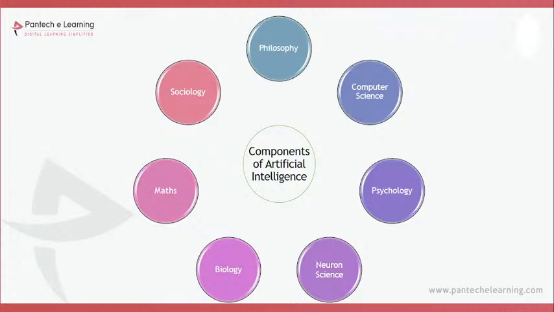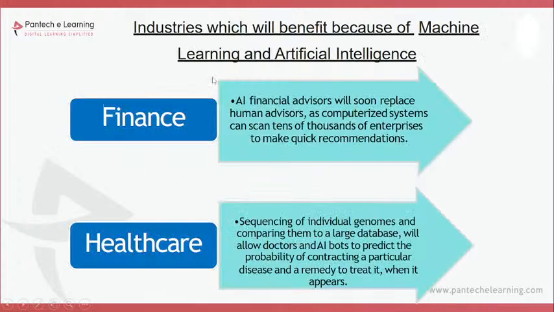Next, the components of artificial intelligence: philosophy, computer science, psychology, neuroscience, biology, and maths. These are some components of artificial intelligence. We use machine learning mainly in finance, healthcare, and stock markets. In finance, an artificial intelligence advisor will soon replace human advisors, as a computerized system can scan tens of thousands of enterprises to make quick recommendations. For example, for the stock market we forecast today's and next week's rating, predicting whether tomorrow the stock will be high or low.